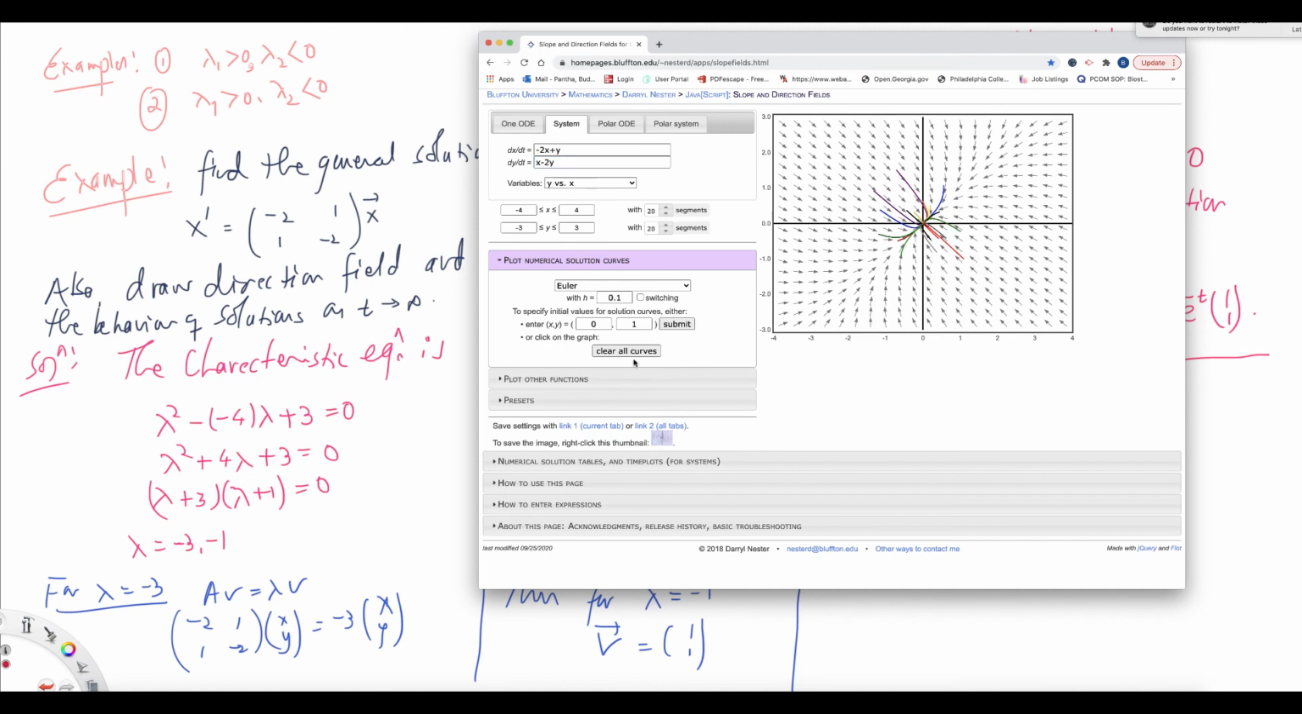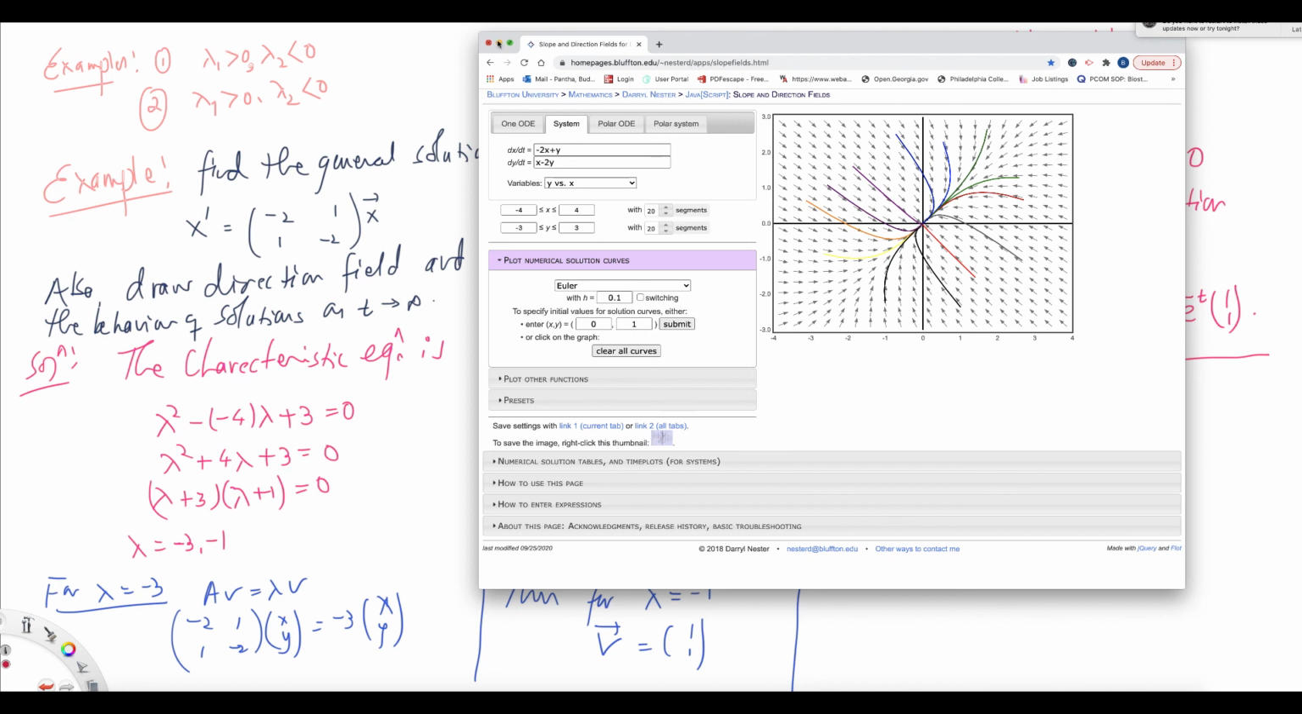Look at this. If you look at this, from everywhere it is going to the origin. From all the points, wherever you pick the initial condition, it is going towards that equilibrium point. So this is what we found from the direction field.